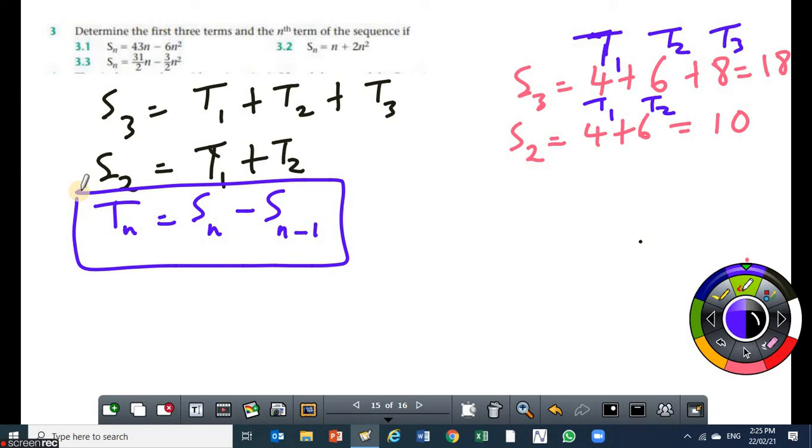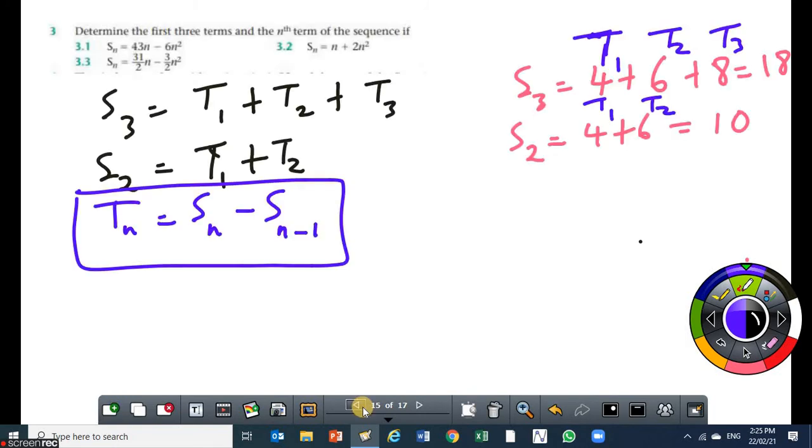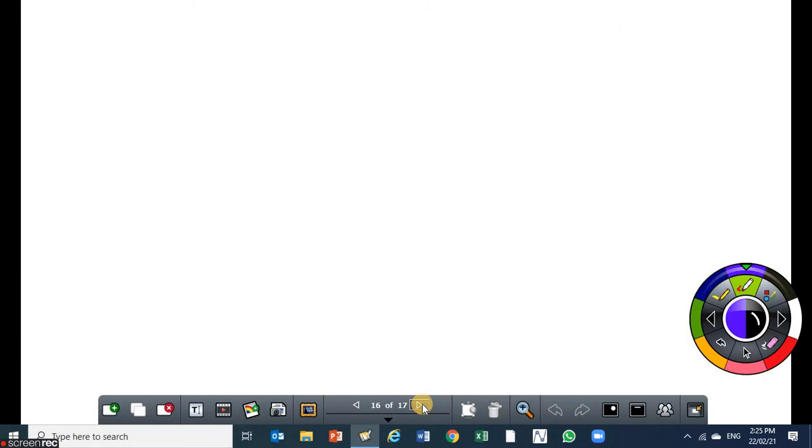Here it says determine the first 3 terms. Okay, so let's start. In fact, I can go to the next page. I want to start with the first one. It's Sn equals 43n minus 6n squared. Allow me to open a new page. So this is 3.1. It says Sn is equal to 43n minus 6n squared.